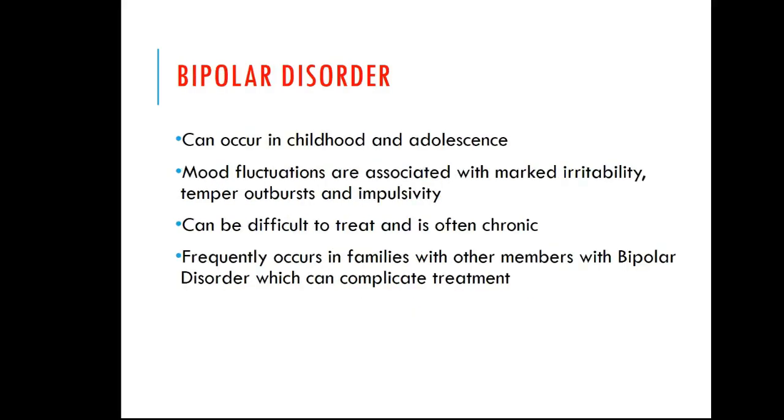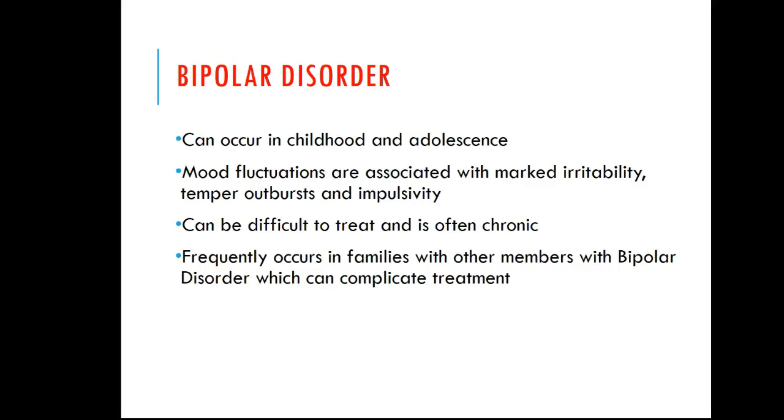Lastly, I wanted to look at bipolar disorder. Bipolar disorder can occur in childhood and adolescence. There are mood fluctuations that are associated with marked irritability. There could be temper outbursts. We definitely see impulsivity as being the key characteristic of bipolar disorder.